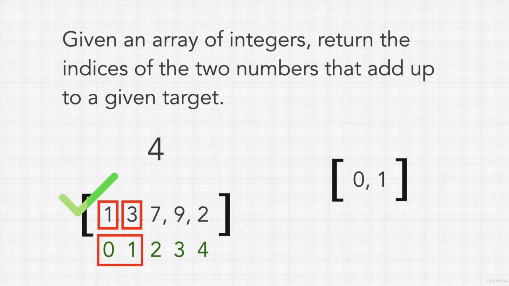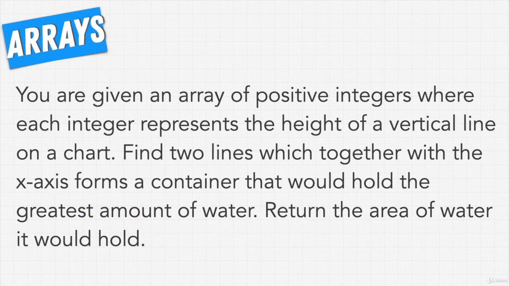Our current question, on the other hand, is giving us a very similar array of positive integers, but here we need to find two values, which represent two lines, that form a container that would hold the greatest amount of water. And then we return that greatest amount. So here I want to focus on this word greatest. This is a maximal value question, which means that we're looking for an answer that is the greatest amongst all of the possible answers that we can come up with.